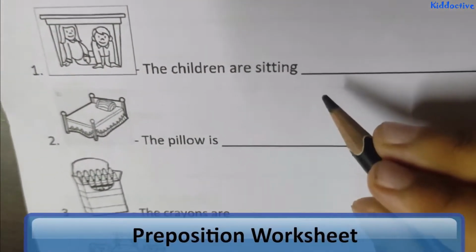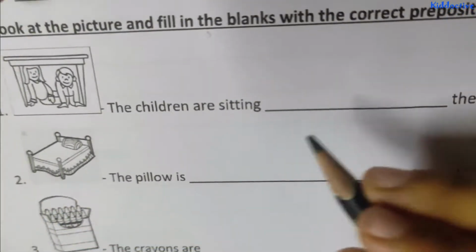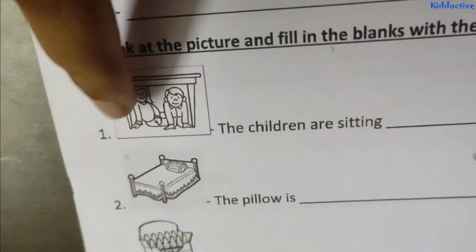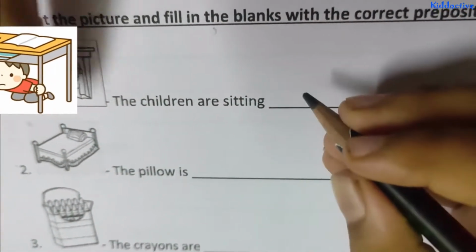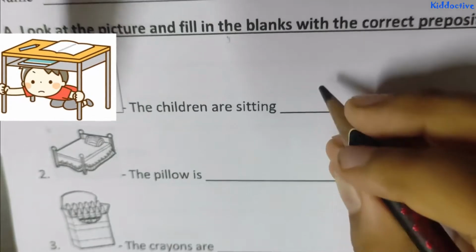Very good. So the first question is, the children are sitting that's the table. Where are the children? The children are under the table. Yes, good job.